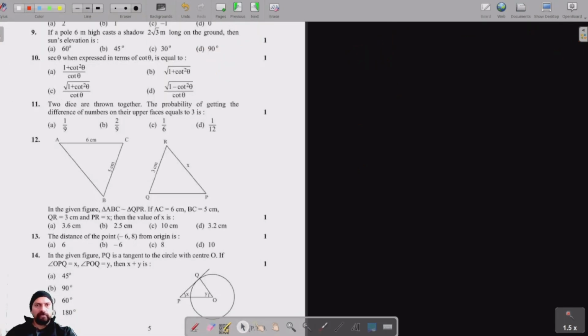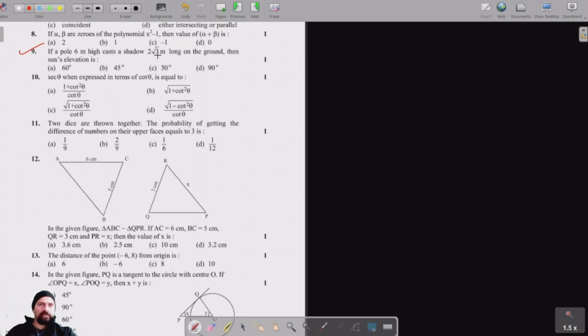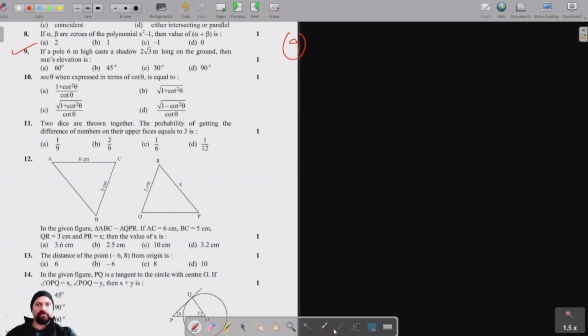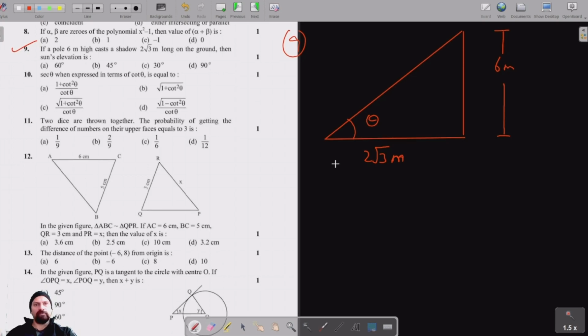We are on question number 9. It's given that a pole of 6 meter high casts a shadow 2 root 3 meter long on the ground. So this is the pole which is 6 meter high, and this casts a shadow of 2 root 3 meter on the ground. We have to find the sun's angle of elevation. So let's say this is theta, the sun's angle of elevation.